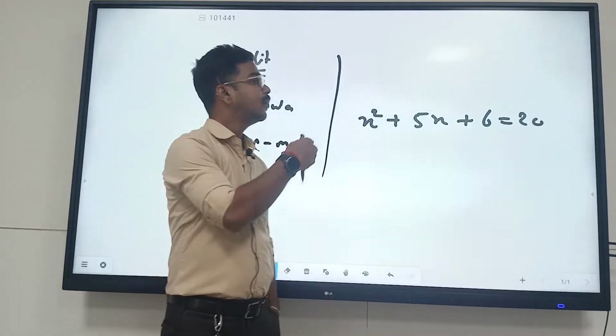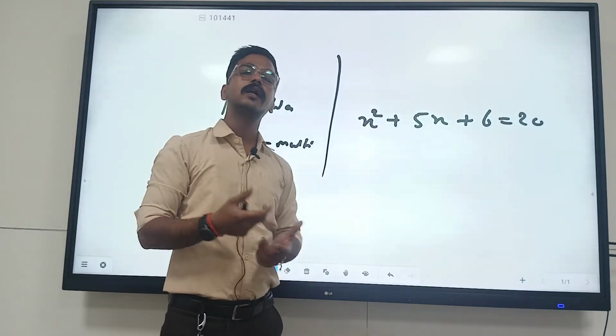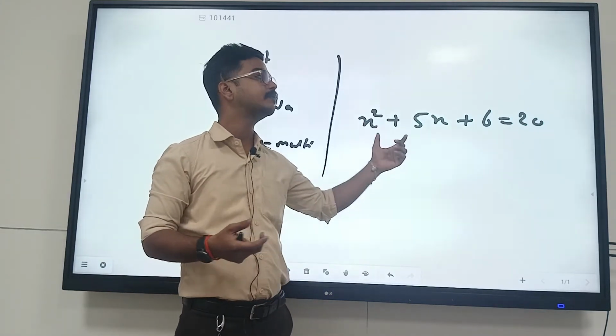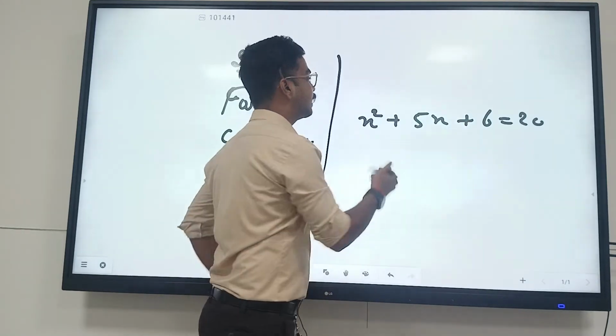So let's write it in the standard form. It is not in the standard form because I told you the standard form is ax square plus bx plus c, but here we can see one more term. So what I'll do, I'll just make it in the standard form.